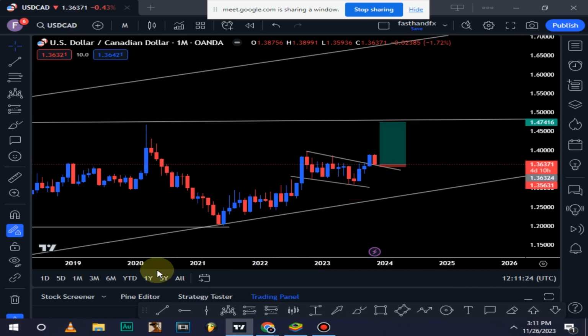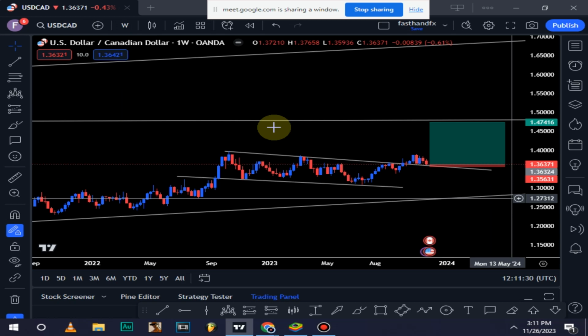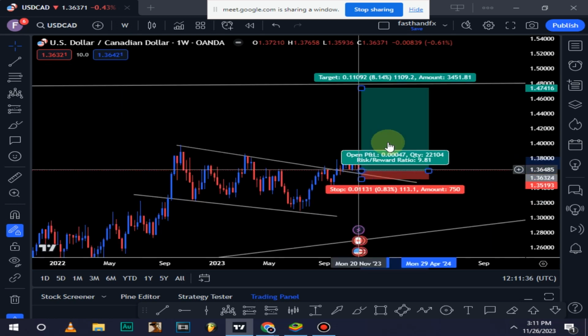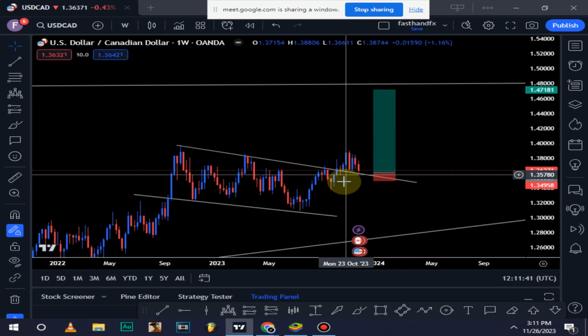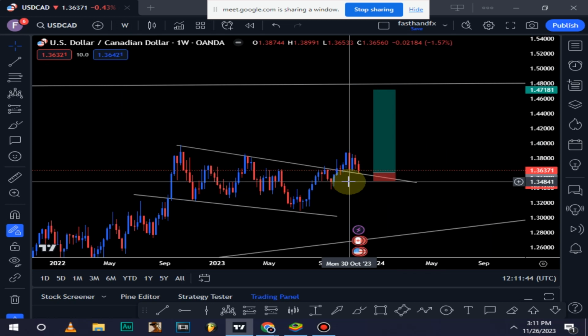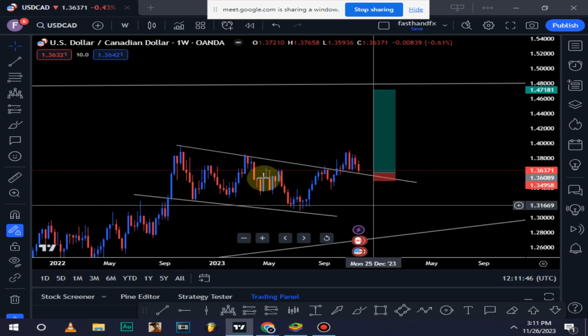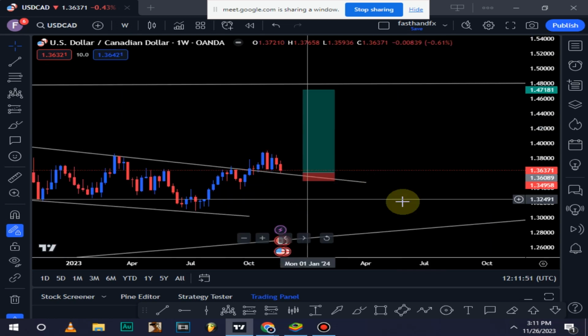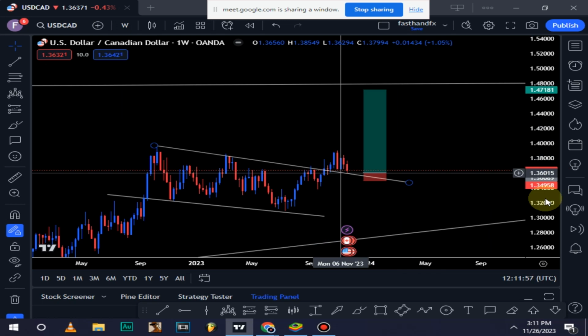So let's go to the weekly. You guys can see that. For the past, let me see how many weeks: 1, 2, 3, 4, 5, 6 weeks, guys. The market has been consolidating around this support zone. I hope things are making sense now.